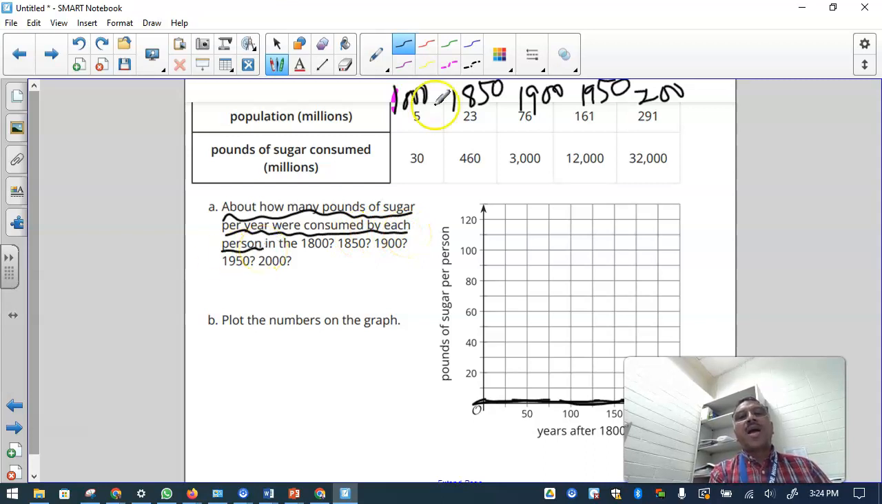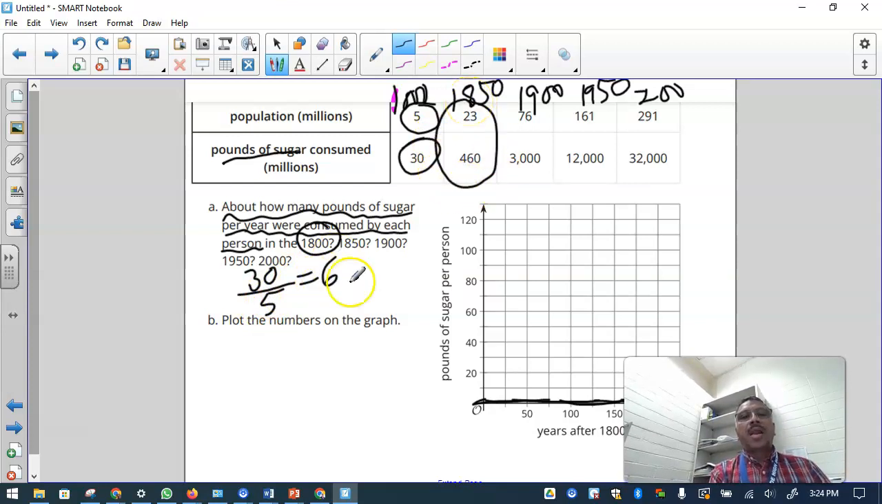Now this is by 5, right? 5 million population, and this is 30. So all you're doing is, in 1800, you do 30 million divided by 5 million, and you get the answer 6. And likewise, you do this. You can use a calculator also, or you can clearly see it gives you 20 times. When you divide 23 and 46, it's double, right? So that's 20. If you divide 3000 by 76, you get 40.